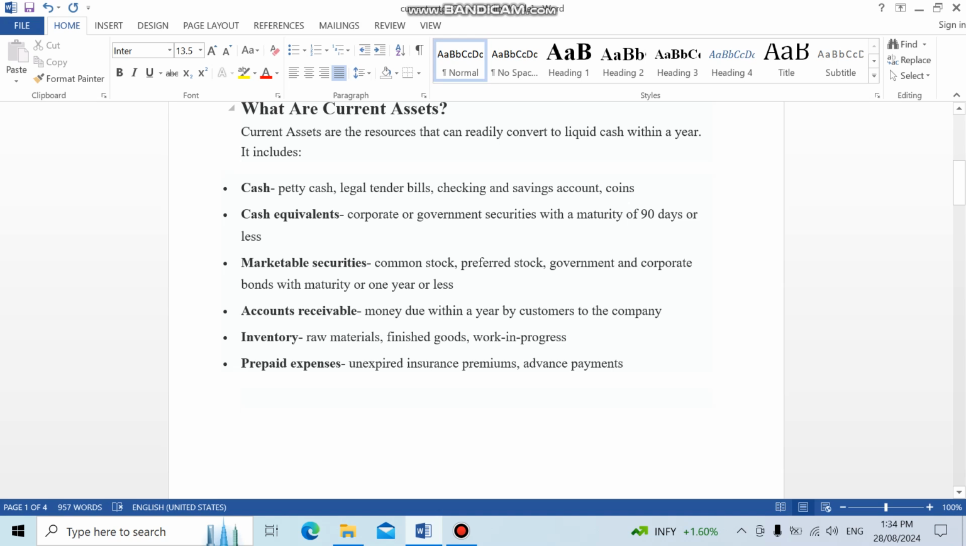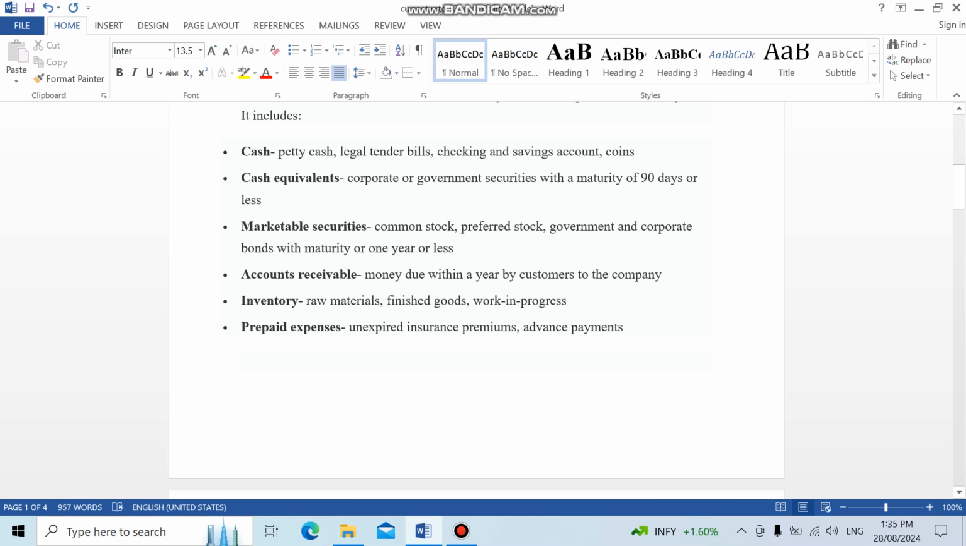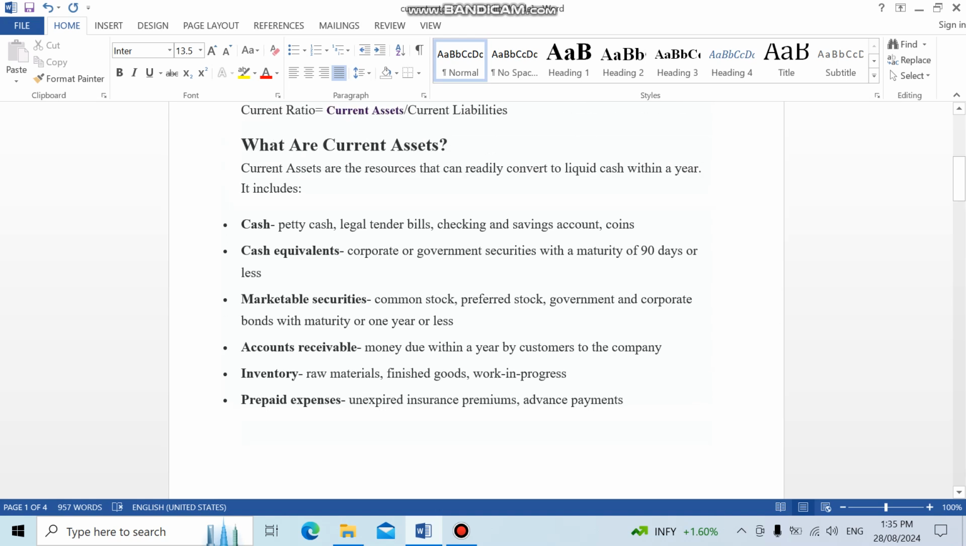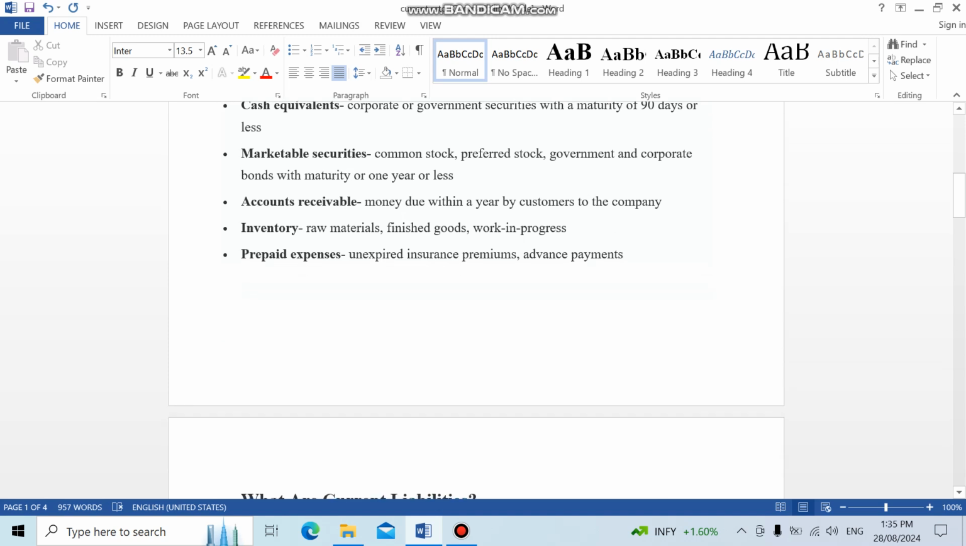Then accounts receivable. These are the debtors, that is money due within a year from customers to the company. Then inventory, you all know, raw material, finished goods, work in progress. It may also include stores, etc. And then prepaid expenses, which may include unexpired insurance premium, advance payment. All these are the current assets.